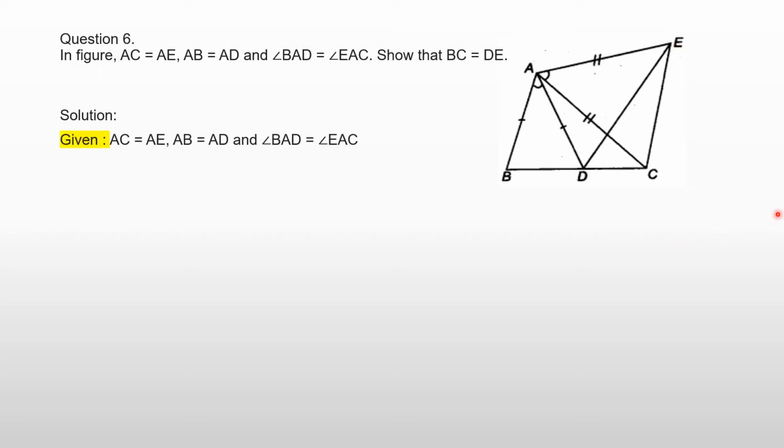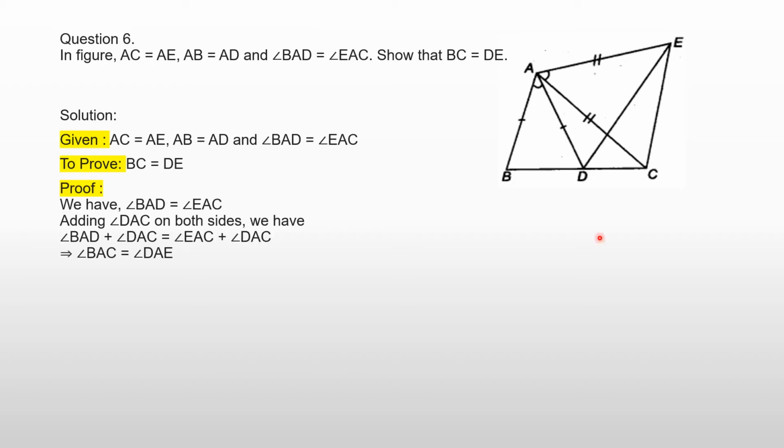What is given to us? These three things we have written, this is given to us. And the next thing is what we have to prove. Now see the proof. What is given to us? BAD is equal to EAC. What we have done, we have added DAC in both. Now the question is, why have we added DAC in both? Because we have to prove BC and DE as equal.